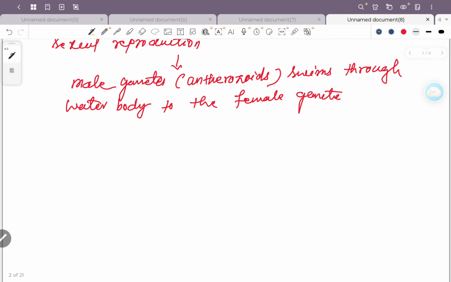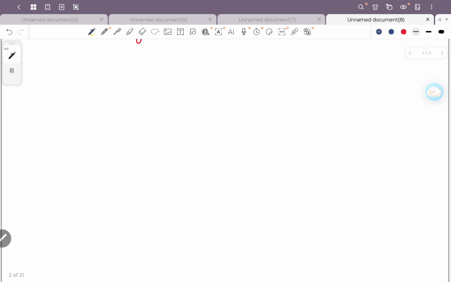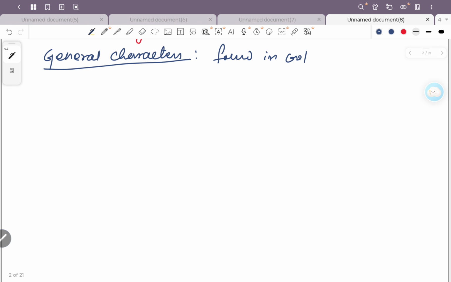Okay, now come to the general characteristics of bryophytes. So what are the general characters? That they are mostly found in cool, moist, and sandy places. They are generally found near the water bodies. Okay, and I have already told you that they are non-vascular.